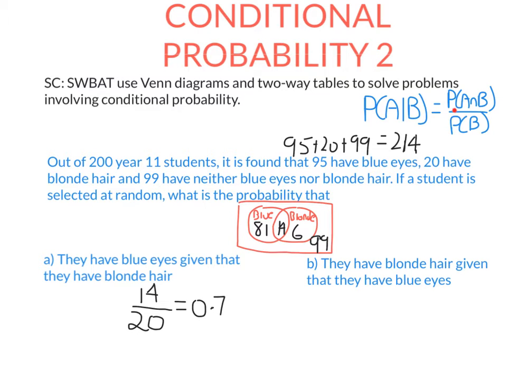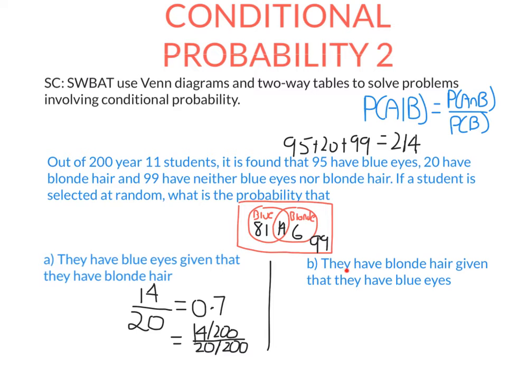I could also use the formula here. I would have got the same answer. The probability of blue eyes and blonde hair is 14 over 200. The probability of just blonde hair is 20 over 200. And if I put this on my calculator, I get the exact same answer of 0.7.